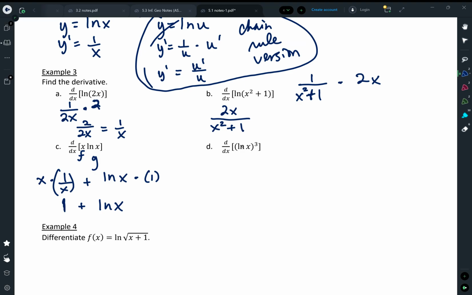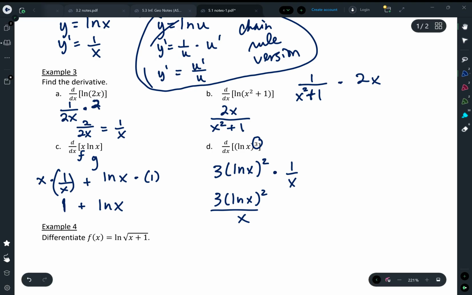On this last one, it's the natural log of x and then cubed. So my chain rule is that first I take the derivative of the outside, which is the cube part. So I'll have 3 times the natural log of x and then squared, and then times the derivative of the inside, which is just 1 over x. So 3 times the natural log of x squared divided by x. So just kind of playing around with this new derivative rule.